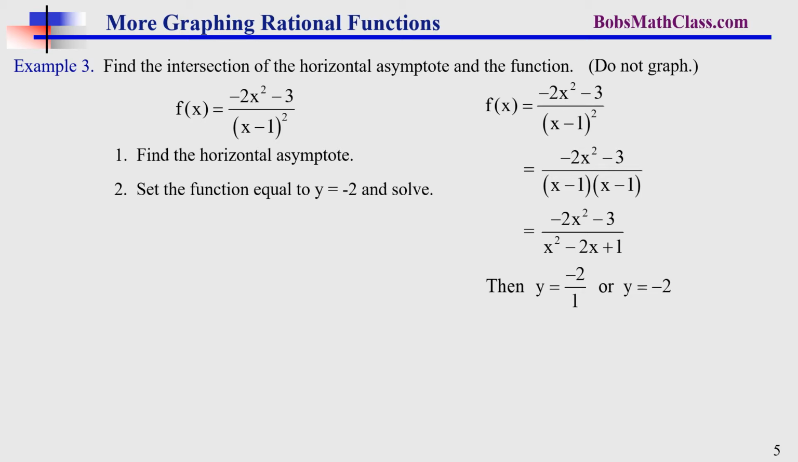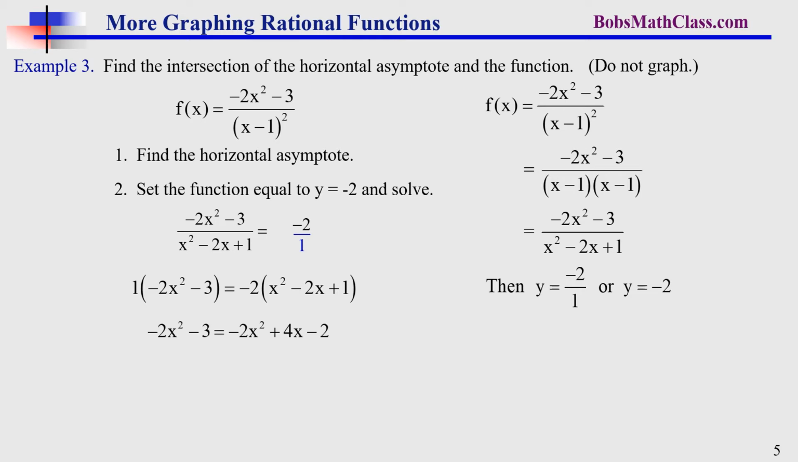Now we'll set the function equal to -2. I'm using (-2x squared minus 3) over (x squared minus 2x plus 1). Remember, the great thing about this video is you can always pause and take your time, write it down, go through each step. Put a 1 underneath the -2, then cross multiply. Now distribute the 1, distribute the -2. Again, the -2x squareds will cancel. So I'll add 2 to both sides to get the x by itself.